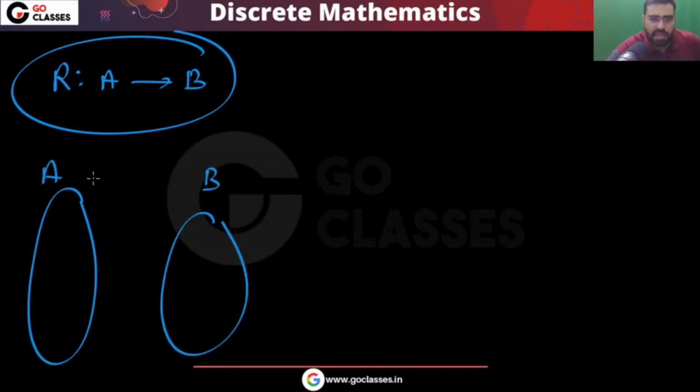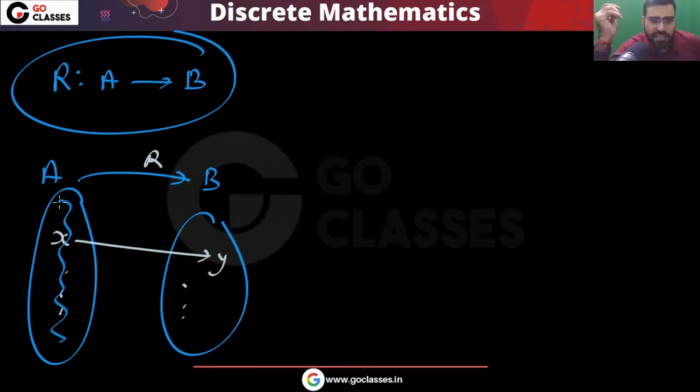Okay, in this relation from set A to set B, you have this relation R, and in this relation, elements of A will be related to elements of B. Now you can clearly see that the largest relation you can create is one where every element here is related to every element here, and that is your A cross B.